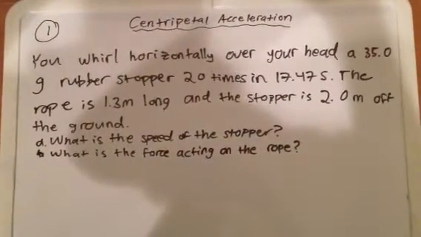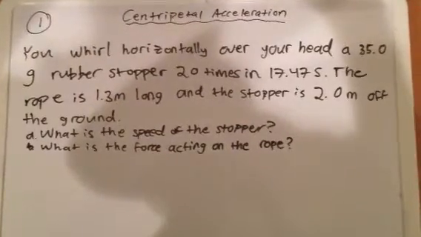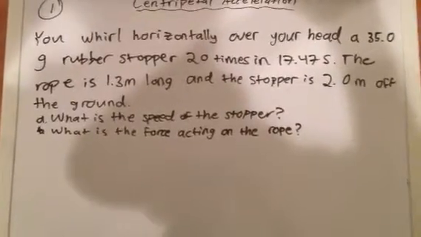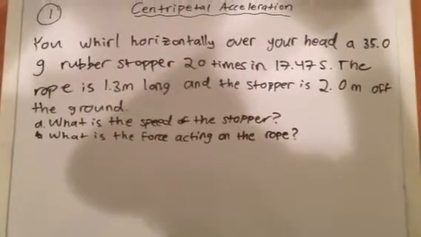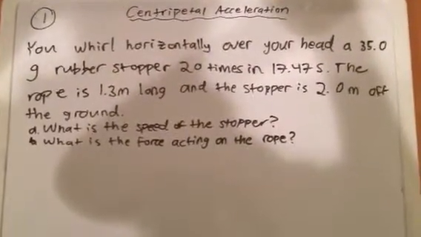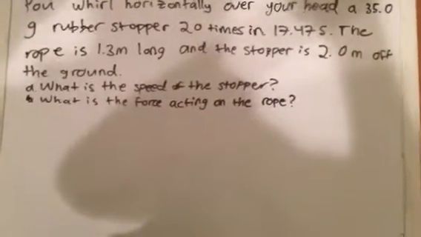Teen Tutor here, and today we're going to be talking about a physics concept involving centripetal acceleration. Here's an example problem for you guys. You whirl horizontally over your head a 35-gram rubber stopper 20 times in 17.47 seconds. The rope is 1.3 meters long and the stopper is 2 meters off the ground.